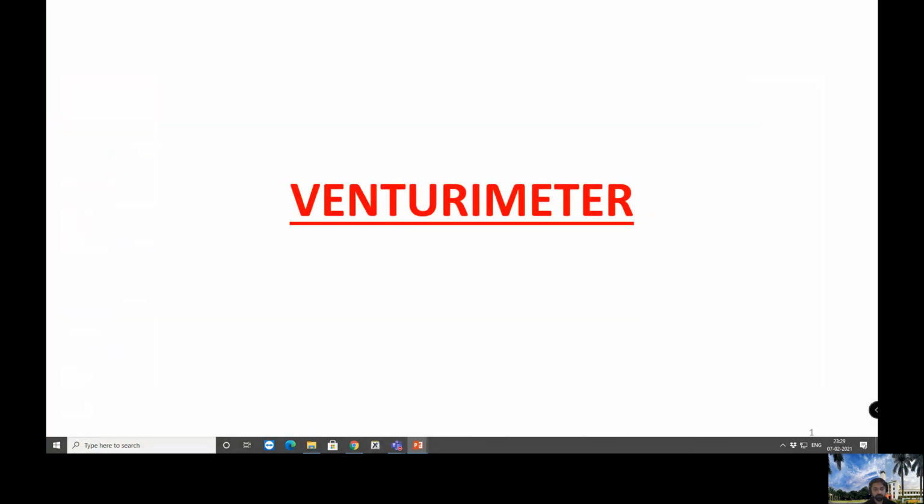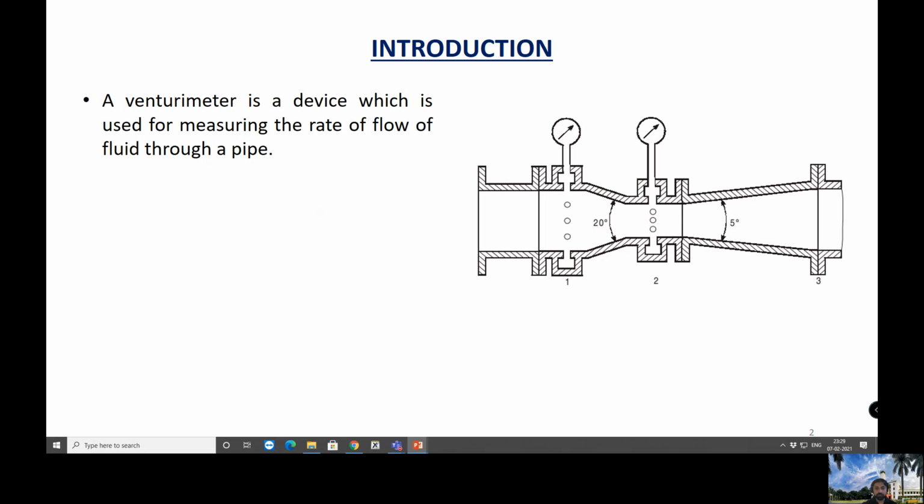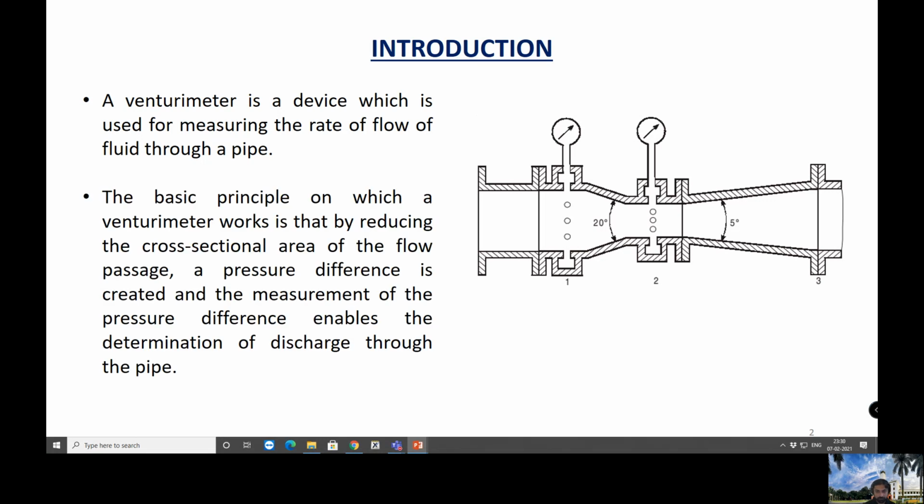So my dear students, today we are going to cover the theory behind this week's experiment, that is the venturimeter. So what is a venturimeter? A venturimeter is a device which is used for measuring the rate of flow of the fluid through a pipe, or discharge through a pipe. The basic principle on which the venturimeter works is that by reducing the cross-sectional area here, a pressure difference is created, and the measurement of pressure difference enables the determination of discharge through the pipe. We will see in more detail how it's going to happen in the upcoming slides.